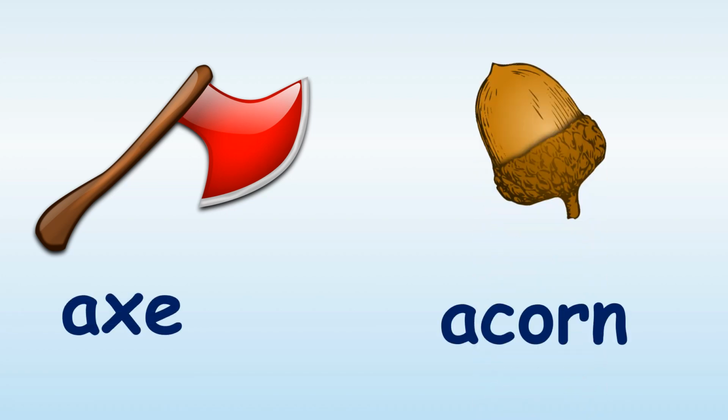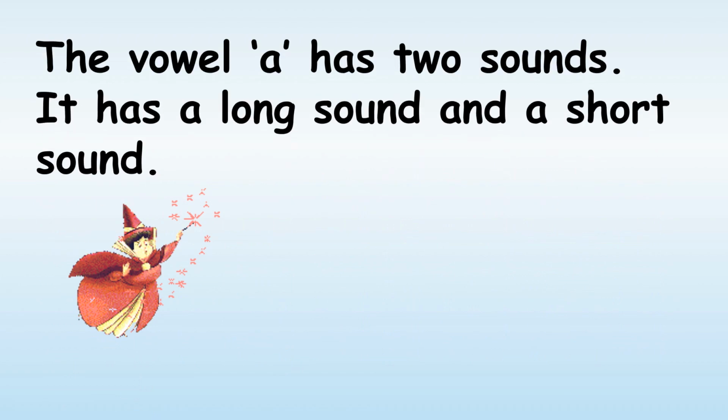As we continue, we have an axe and an acorn. So listen to the sound of the A in both words. Axe says ah and acorn, the A says A. So we have the short A and the long A. What have we learned so far? The vowel A has two sounds. It has a long sound and a short sound.